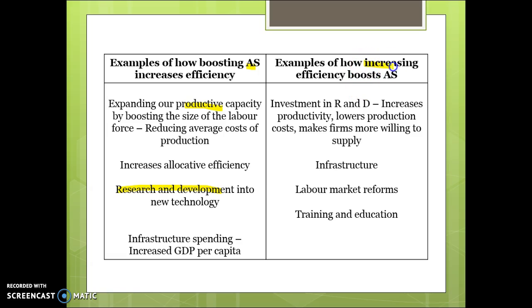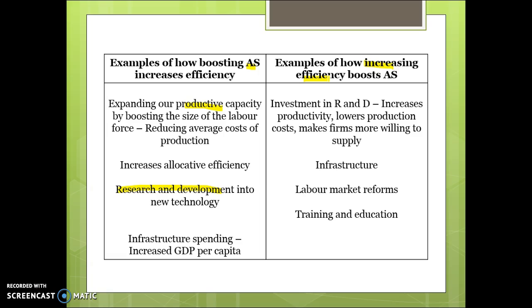Examples of how increasing efficiency boosts aggregate supply. So what you're talking about there is, what are some policies that boost efficiency, and then what's the flow-on effect to aggregate supply? So the idea is that, for example, investment in research and development allows us to increase our productivity, which then lowers production costs and therefore boosts aggregate supply because firms are more willing to supply.